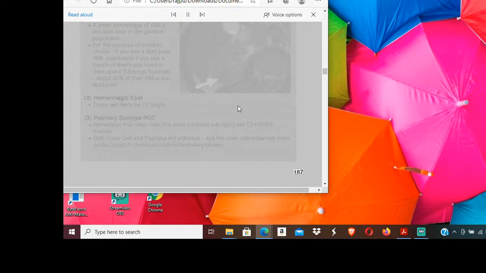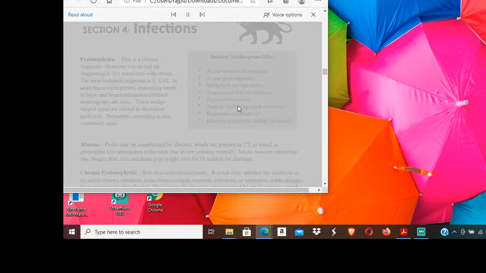187. Section 4, infections. Pyelonephritis. This is a clinical diagnosis. However, you do end up diagnosing it. It's associated with stones. The most common organism is E. coli. In acute bacterial nephritis, alternating bands of hypo and hyperattenuation, a striated nephrogram, are seen.